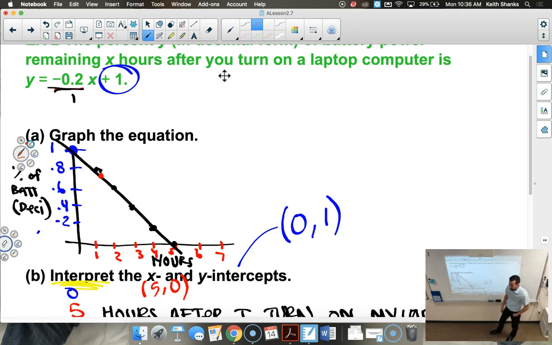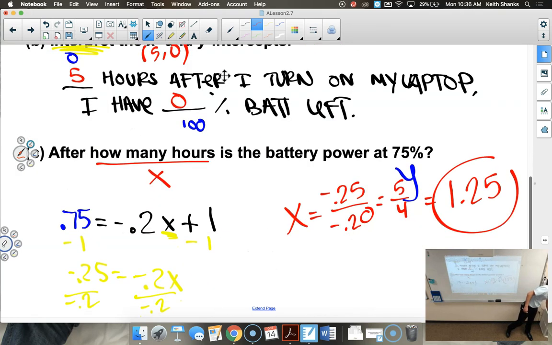So the answer is not 1 hour and 25 minutes. Yeah, because it's out of 60, right? Okay. Technically. So you could say 1.25 hours. That's a safe answer. If you're going to convert, be really careful because it's only out of 60, and that should be tricky. Okay.